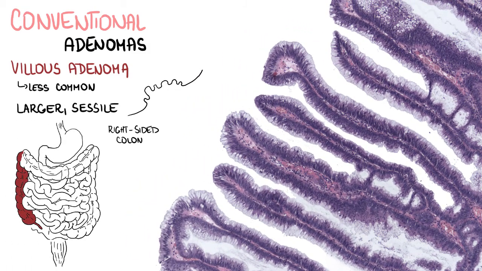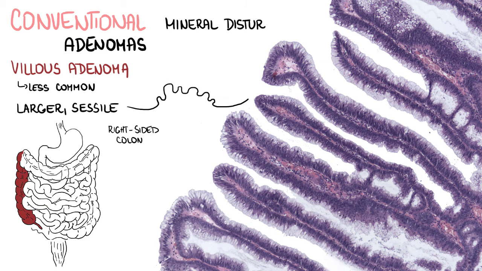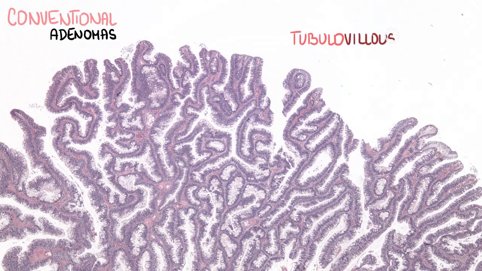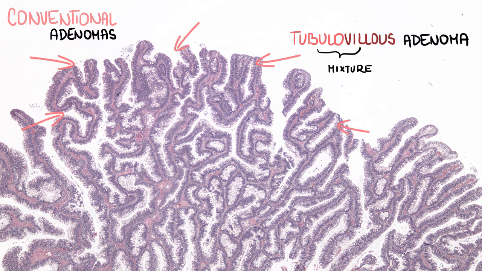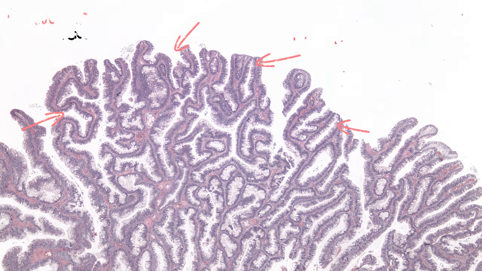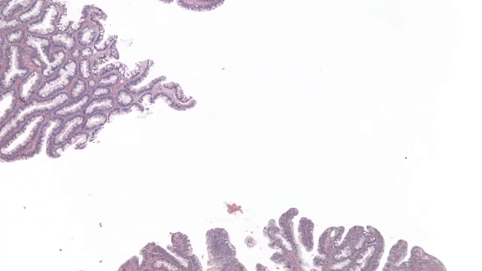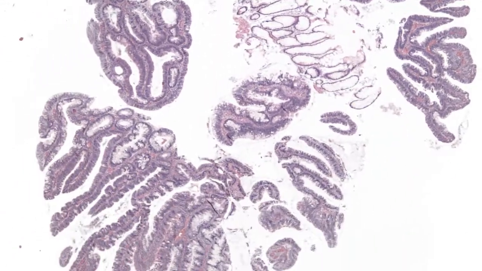Large villous adenomas may cause a mineral disturbance, especially hypokalemia, due to loss of water and electrolytes. A tubulovillous adenoma is a mixture of both previous subtypes. In the microscopic picture, we can appreciate a combination of shorter crypts, representing a tubular component, and long, thin villi.